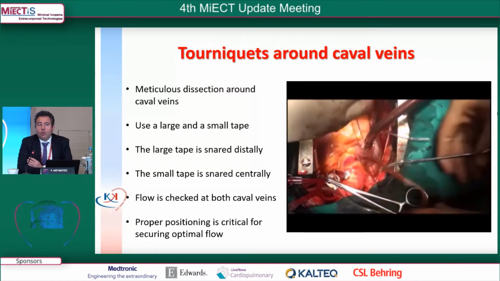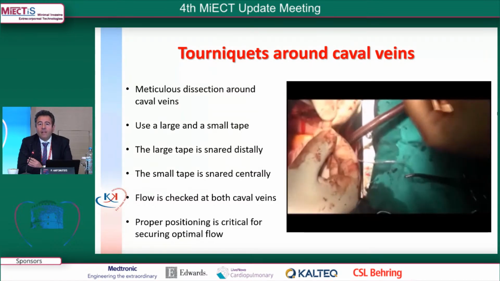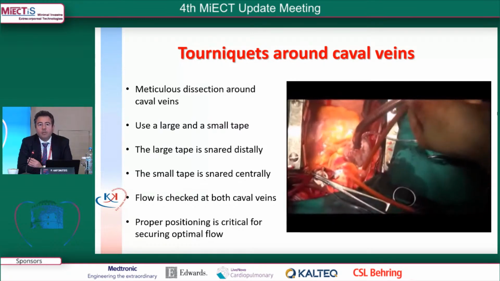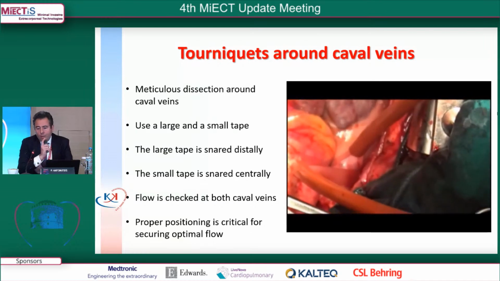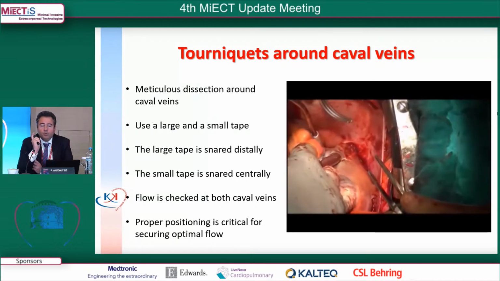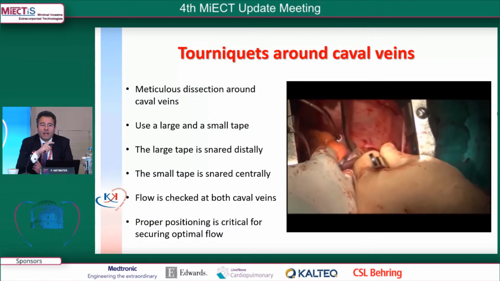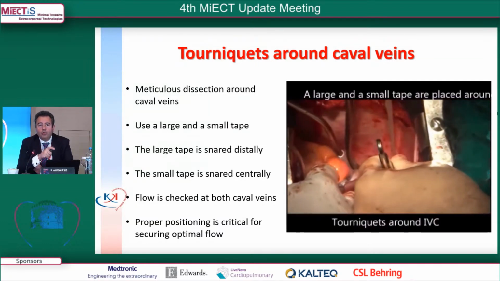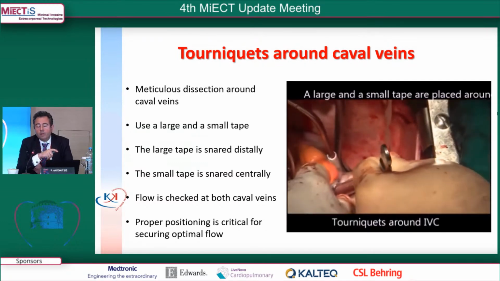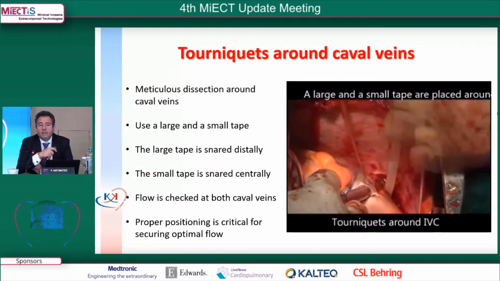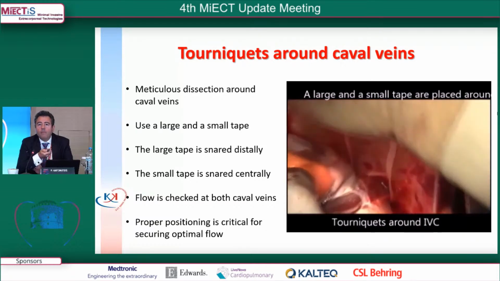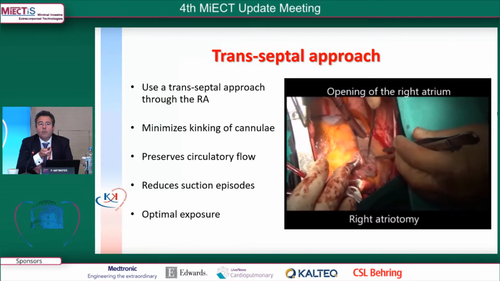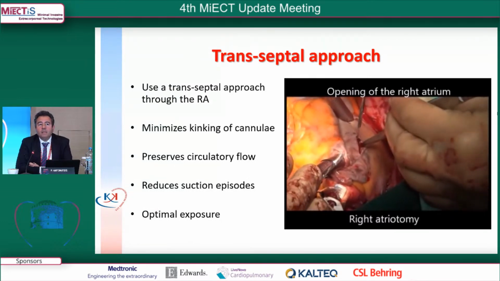Apostolos is always checking the flow at both caval veins so as to determine the optimal flow. You actually heard that Philippe de Somer is very, very keen on establishing the proper ratio between the vessel diameter and the cannula diameter. This is important in securing optimal flow. Proper positioning and the proper choice of the venous cannula is crucial in having the optimal flow during minimally invasive extracorporeal surgery.